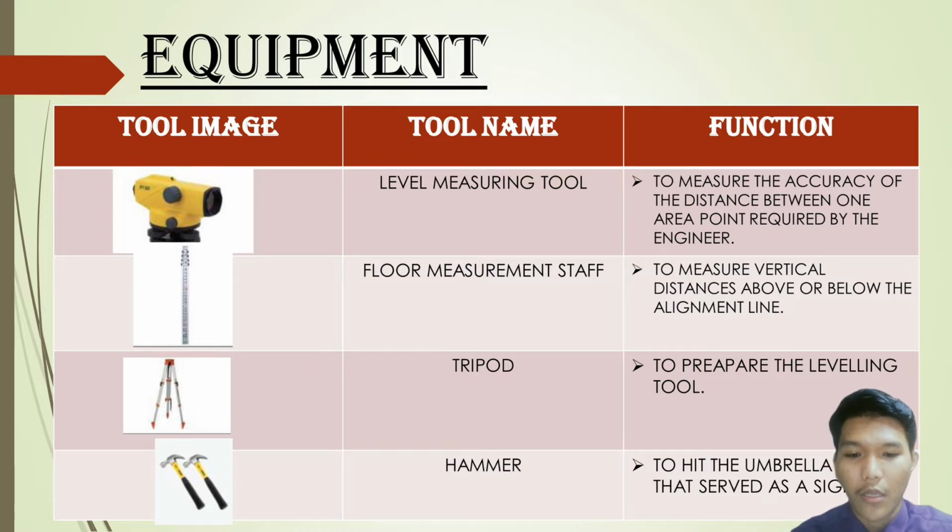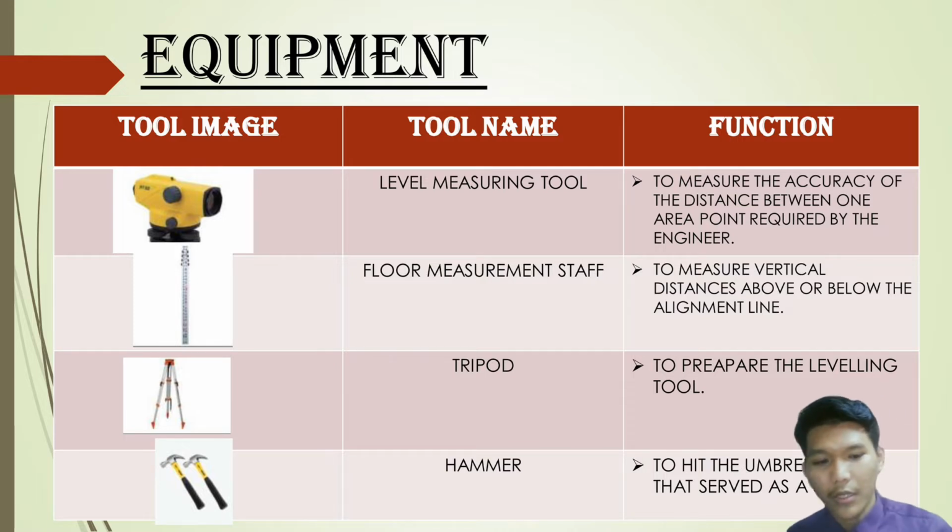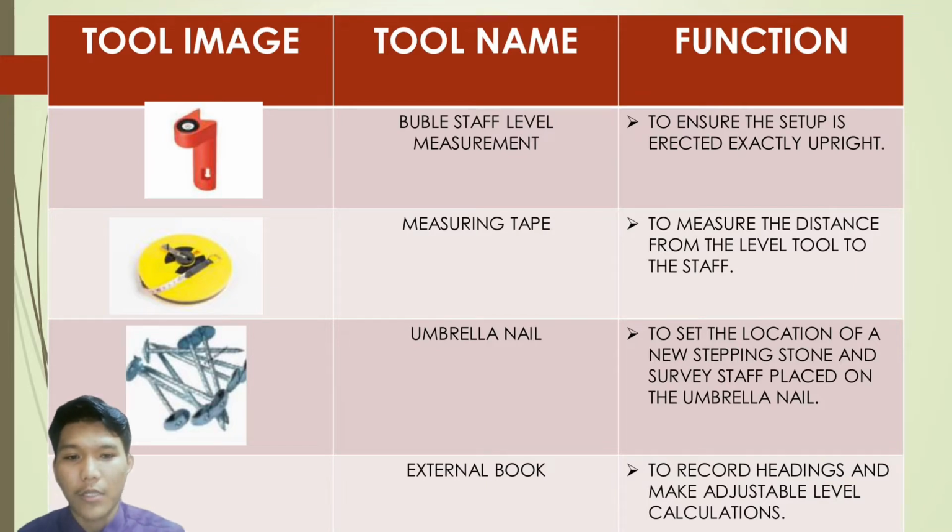Number three is the tripod. The function of the tripod is to support the leveling tool. Number four is the hammer. The function of the hammer is to hit the umbrella nail that serves as a sign. Number five is the staff bubble level. Its function is to ensure the staff is erected exactly upright. And number six is the measuring tape. The function of the measuring tape is to measure the distance from the level tool to the staff.